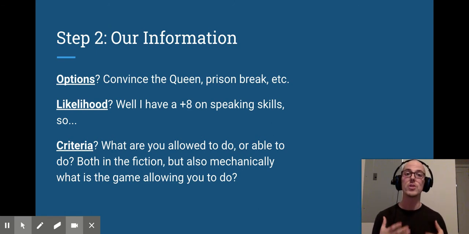What are the mechanics supporting us? And I think that's really important. Games are designed in such a way that the mechanics are pushing us towards certain play styles. The games are designed that way.